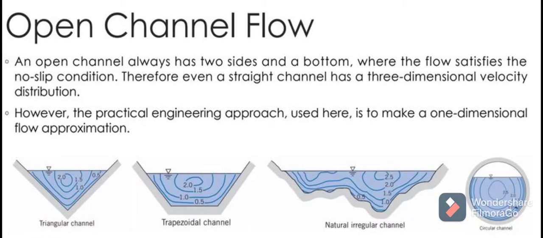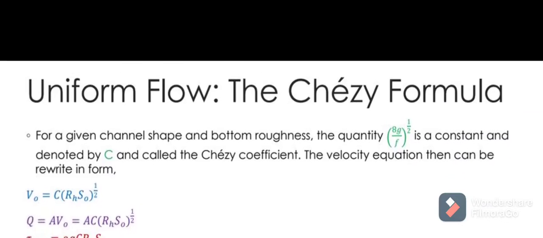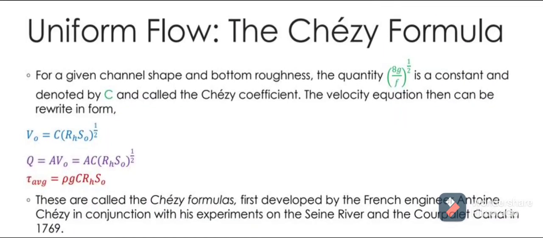The wetted perimeter for open channel flow is very important. It differs by shape: for trapezoidal it is b plus 2y times root of 1 plus m squared, for rectangular b plus 2y, where b is width and y is height. For a wide flat channel the wetted perimeter is b, and for circular it is πD by 2. For uniform flow, we know the flow rate is Q equals AV.